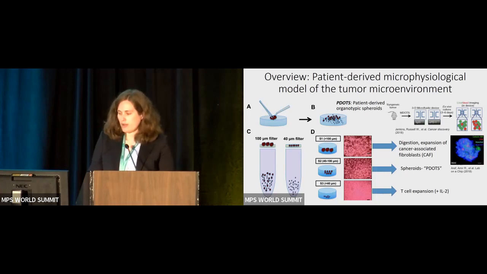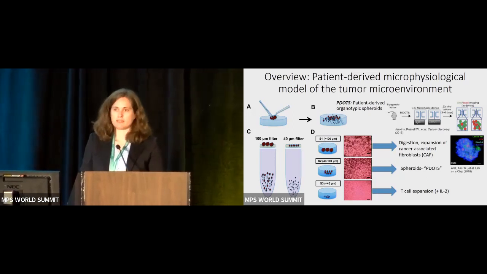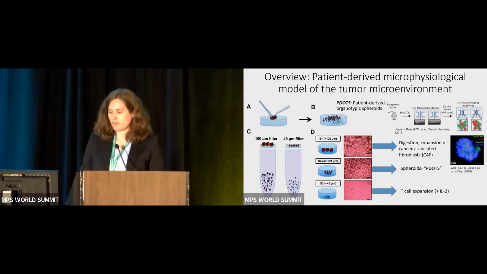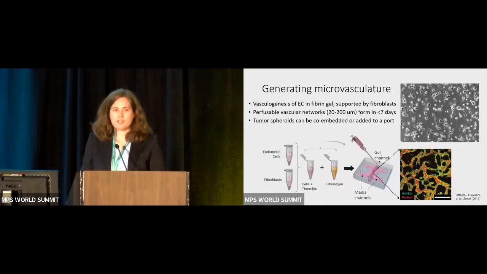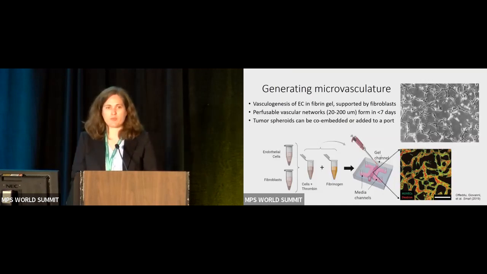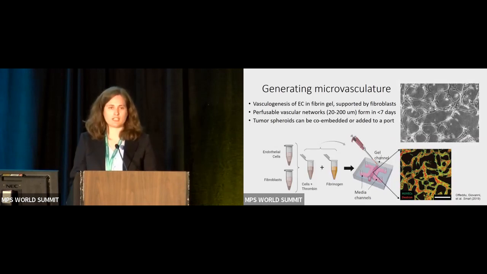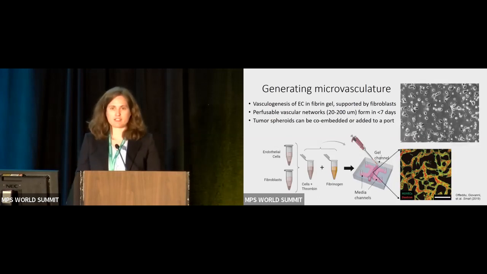And so I'll show you what happens when we start to build up this model from these individual components into the sort of full tumor microenvironment model. So if you're not familiar with our methods for generating microvasculature, we use the vasculogenesis model, and it works pretty simply by combining endothelial cells and stromal cells, typically fibroblasts, in a fibrin gel, and the fibroblasts support the connection, elongation, and luminization of the endothelial cells into perfusible microvasculature over the course of about 4 to 7 days.